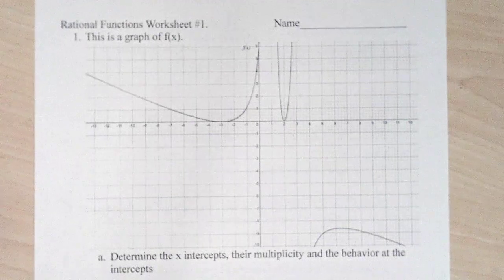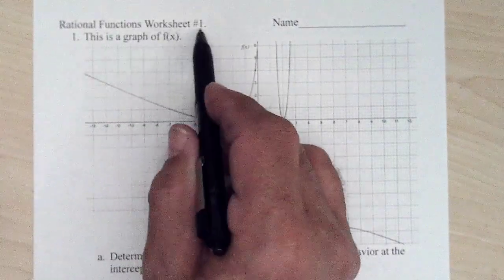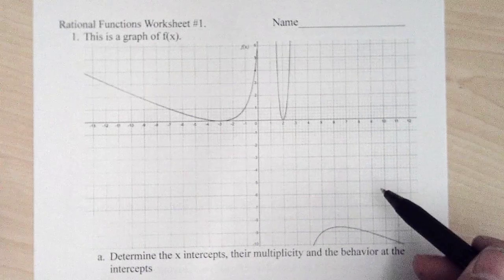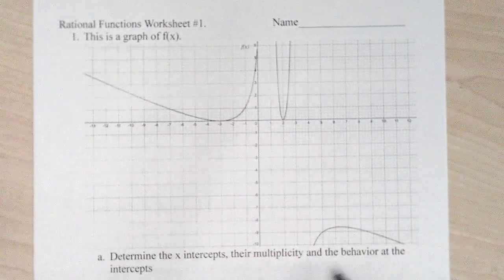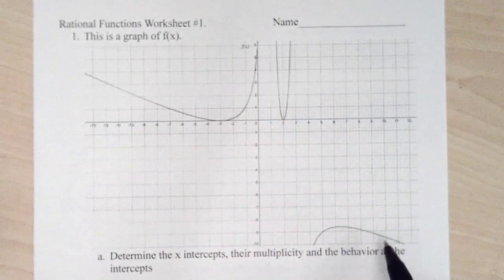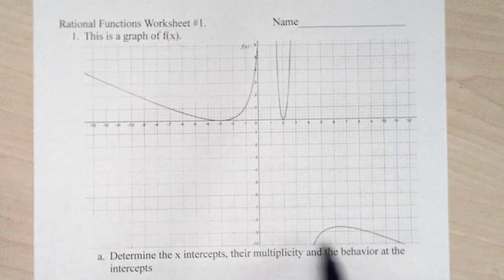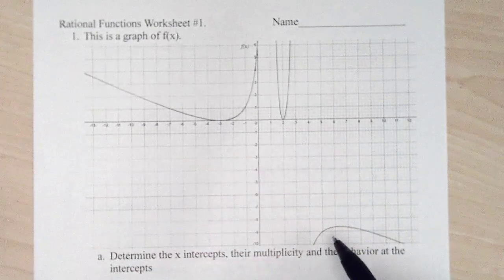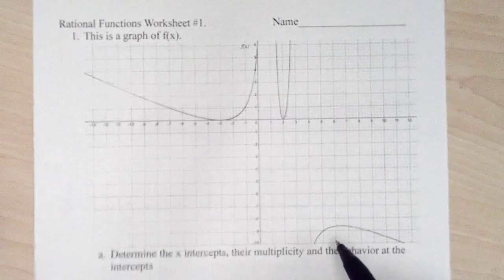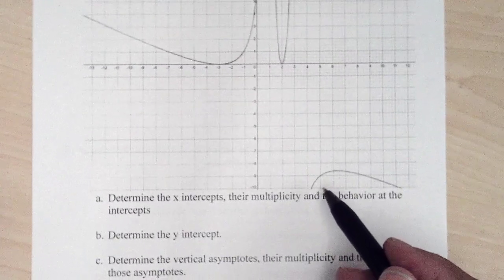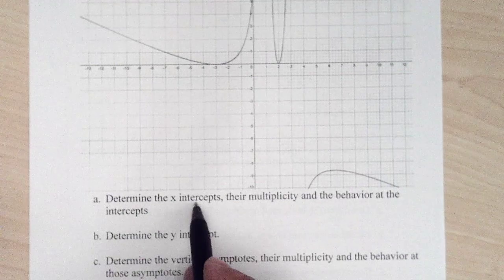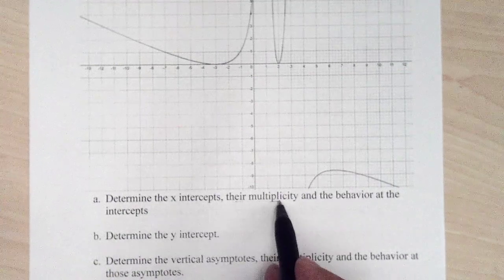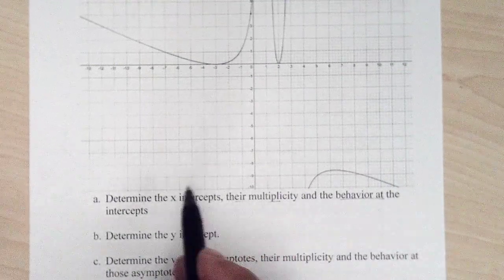Okay, let's look at this rational functions worksheet number 1. So I've typed an equation into Desmos and got this graph. And I want you to analyze it so that you can actually come up with the equation. So the first thing you need to do is determine the x-intercepts, their multiplicity, and the behavior.